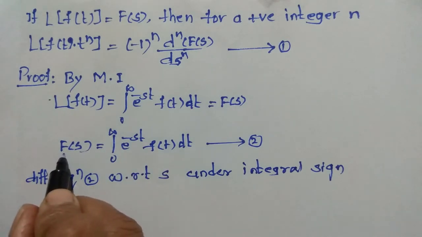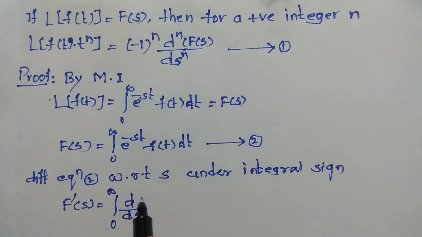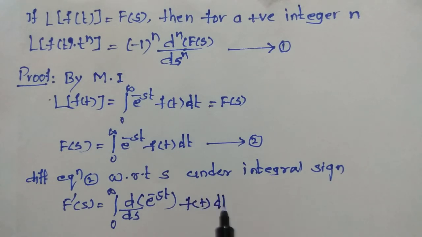Now, the left hand side, the derivative of this with respect to s, we have as F dash of s, which is equal to the integral from 0 to infinity of d by ds of, with respect to s, the function e raised to minus st, and we treat f(t) as a constant and keep it as it is. Now, the derivative of this term with respect to s, we write it as the integral from 0 to infinity, the derivative is e raised to minus st with the constant, minus t into f(t) with respect to t.